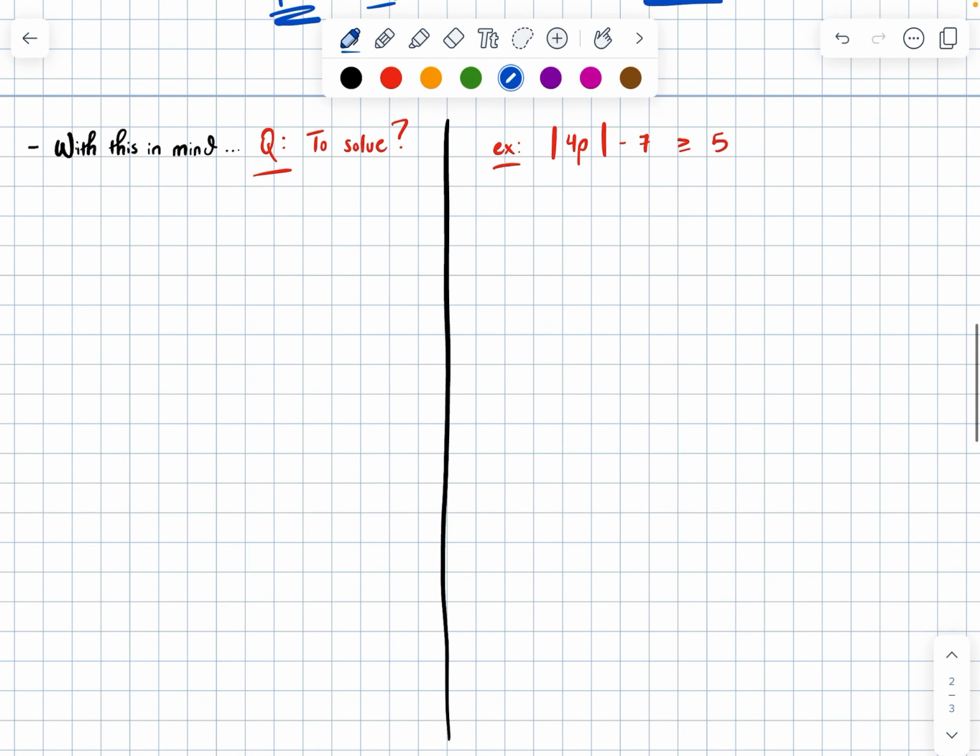solve some inequalities. So say I take the absolute value of 4p minus 7 is greater than or equal to 5. I want to solve this inequality. First of all, what do you think might be a good first move to make and why? Go.